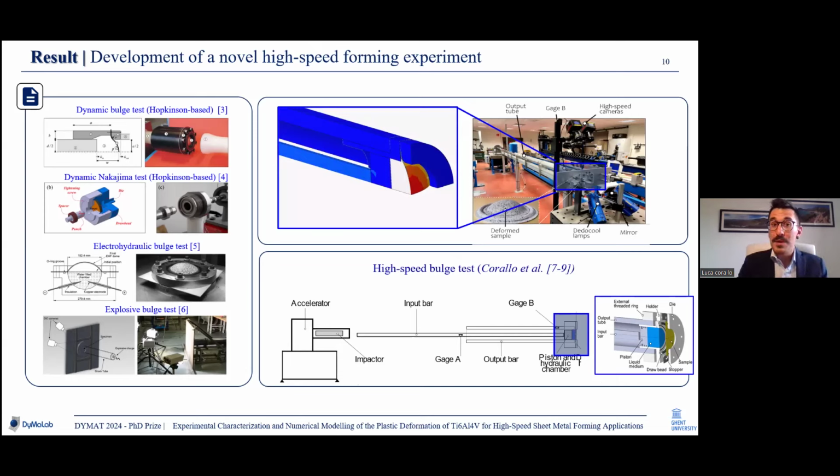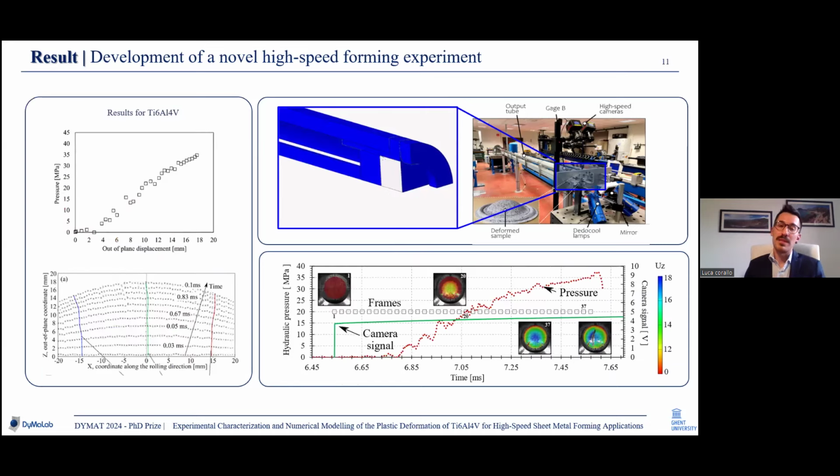By the synergic combination of strain gauge measurements on the tube and DSC measurement at the sample surface, it's possible to compute the pressure versus out-of-plane displacement at the sample apex, as well as the displacement at each single point at the sample surface throughout the experiment.